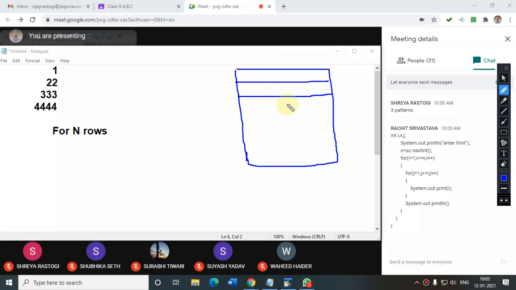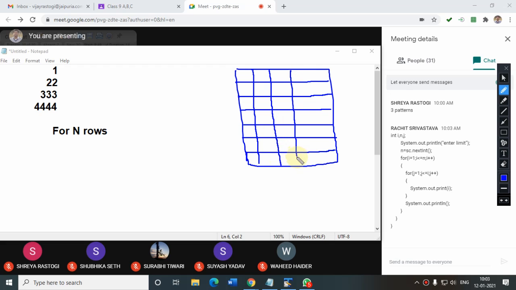Whenever you are trying the question, please see whether this pattern is a right side pattern or left side. Then after that, follow the structure. The structure is very common. In right side, minimum 3 loops are required. On your left side pattern, minimum 2 loops are required.